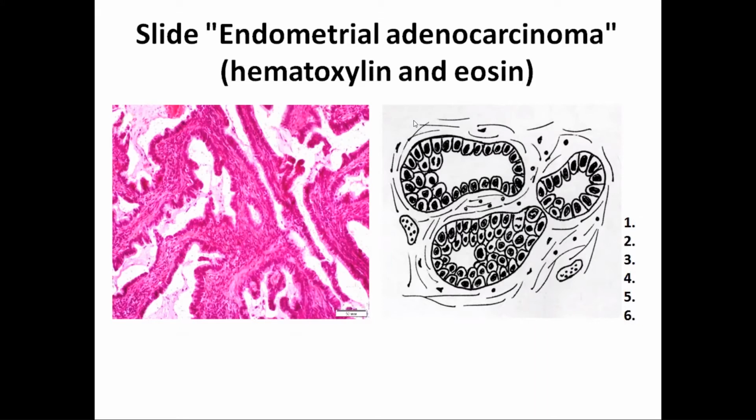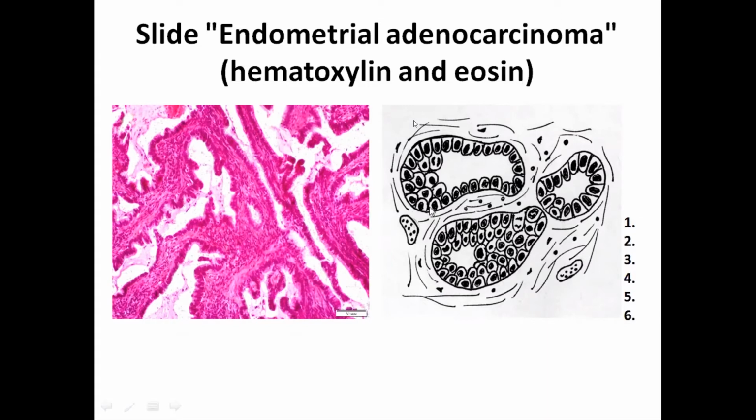In this endometrial adenocarcinoma, number 1, cancer glands. Number 2, differential size. We can see small and big tumor glands, cancer glands. Number 3, loss of polarity.